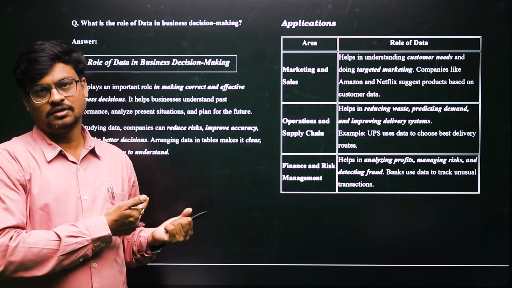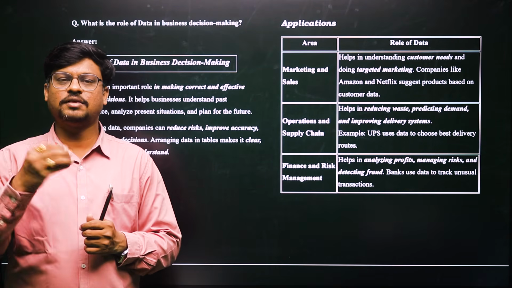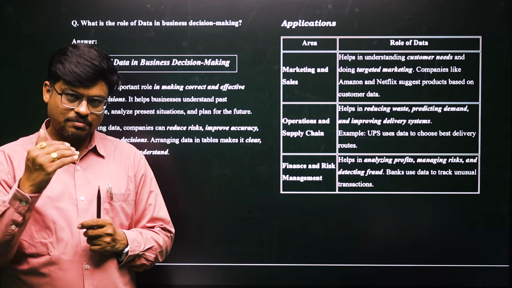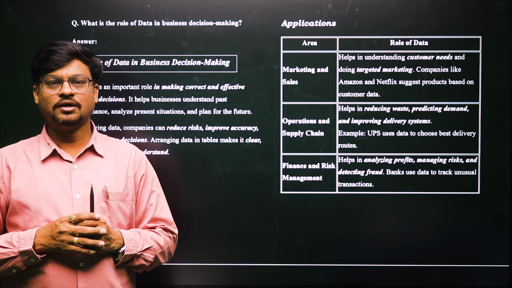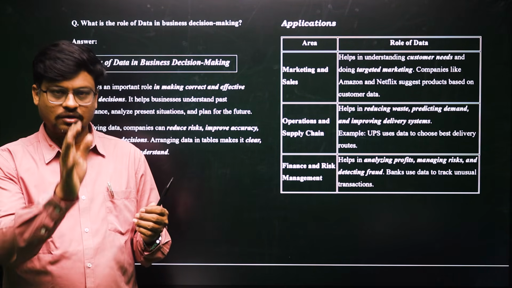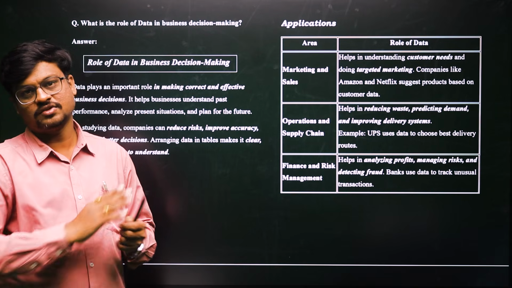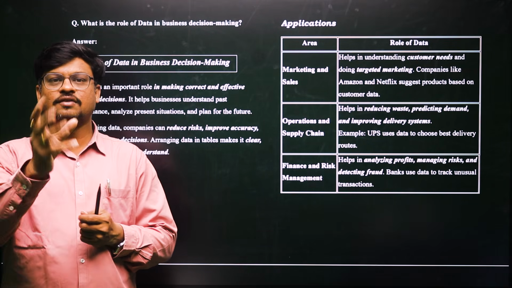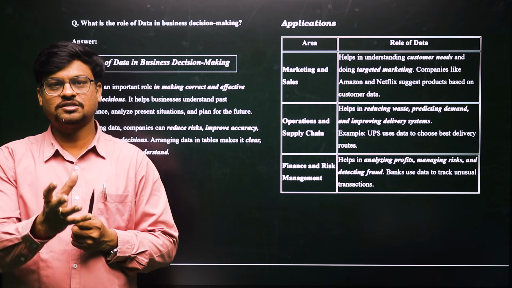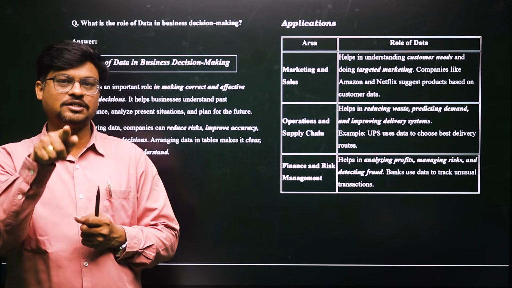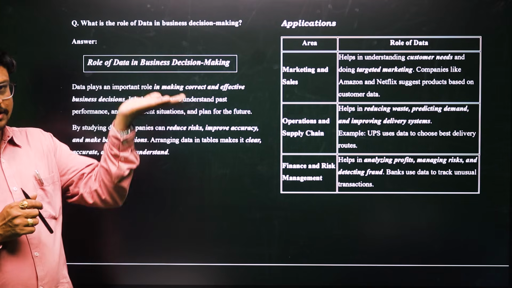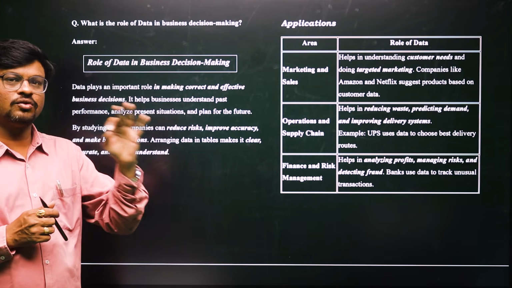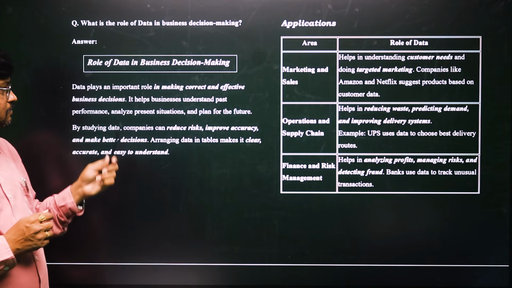Flipkart and Amazon are giving so many offers for this Republic Day, and they will send a message to you personally. How? Because they have the data about you. What are your interests? What are the things you purchased last year? So that they provoke you, they send a message to you, they give information to you: please purchase this. By which you might purchase, and by which their sales might increase. So data plays a very crucial role in decision making.